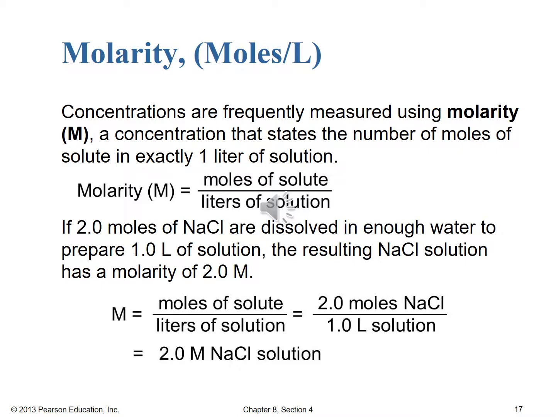If 2.0 moles of NaCl are dissolved in enough water to prepare 1.0 liters of solution, the resulting NaCl solution has a molarity of 2.0 molar. And that's how you say it when you read the big M. Technically, the big M should be italicized. It means molar or molarity. So big M equals moles of solute per liters of solution. In this very simple example, we have 2.0 moles of NaCl and exactly 1.0 liters of solution, and therefore we come up with a 2.0 molar NaCl solution.